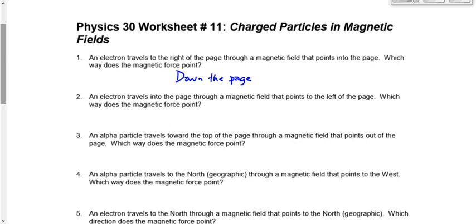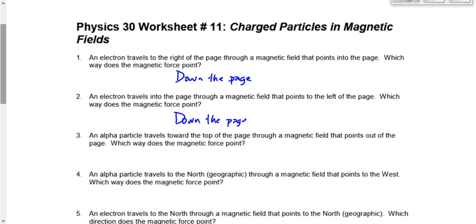Take a look at number 2. An electron travels into the page. Okay, left thumb into the page. Magnetic field is pointing to the left of the page. So thumb into the page, magnetic field to the left of the page. Where does my palm point? Down the page, yeah. Toward the bottom of the page again.